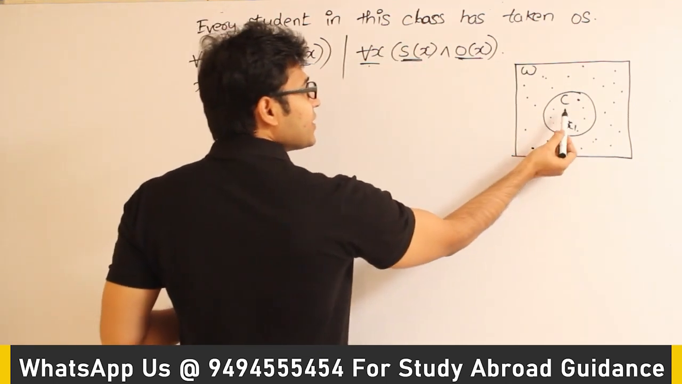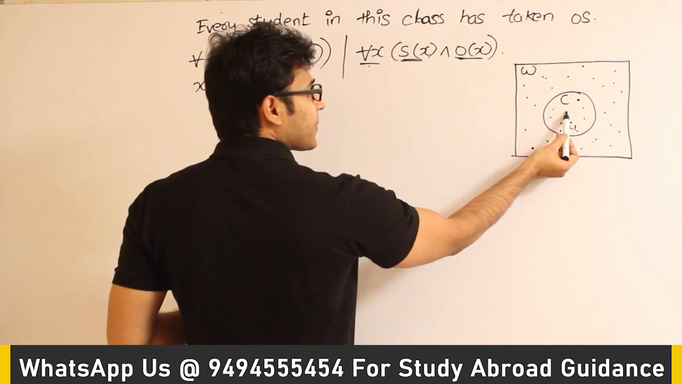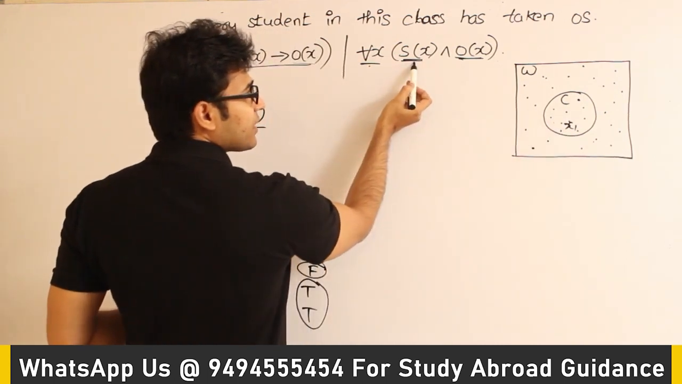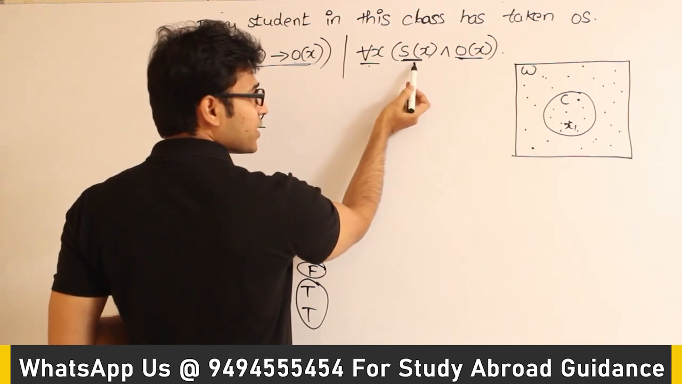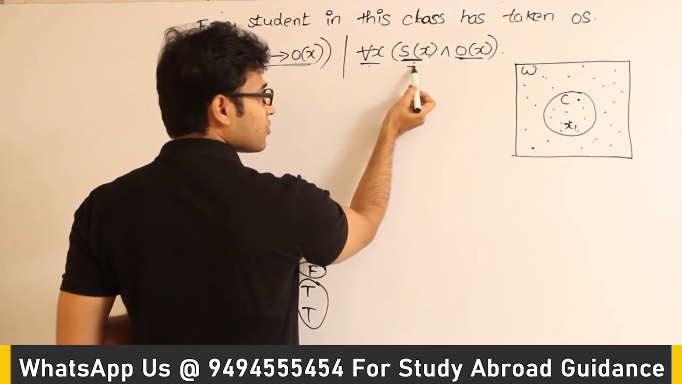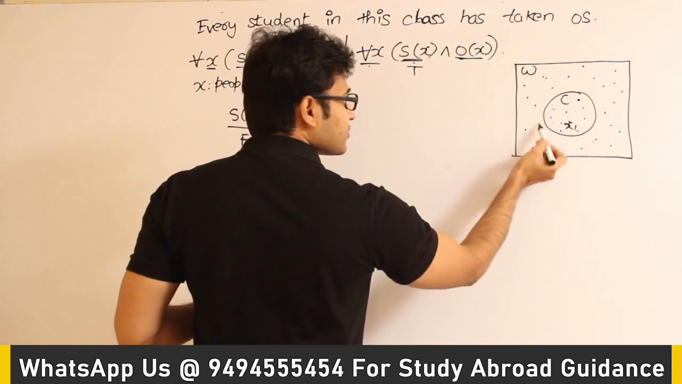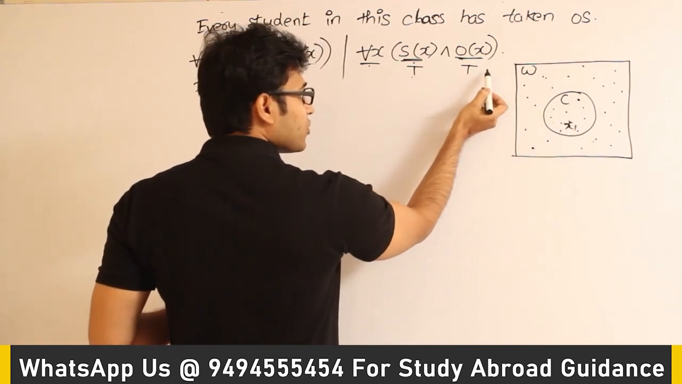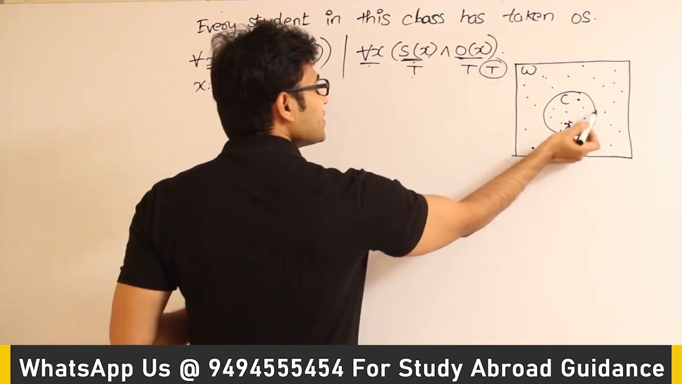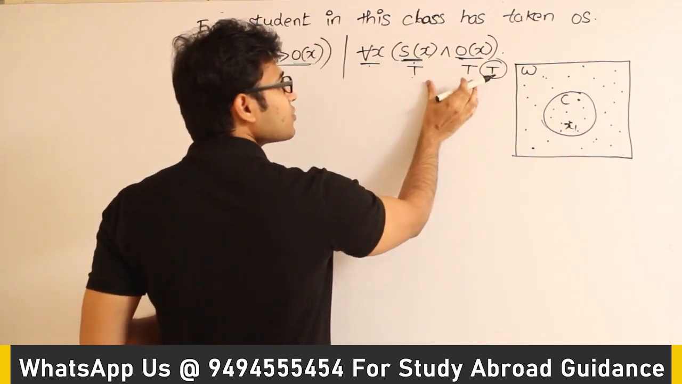Now if I take anyone in the classroom and substitute here, then definitely student of x, since he is in the classroom, is a student, therefore it is going to be true. And since everyone in the classroom has taken the operating system course, it is going to be true. Therefore true and true is going to be true. Therefore for all the students inside the class, it is going to give us truth value.